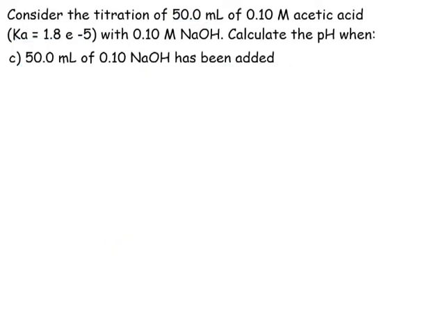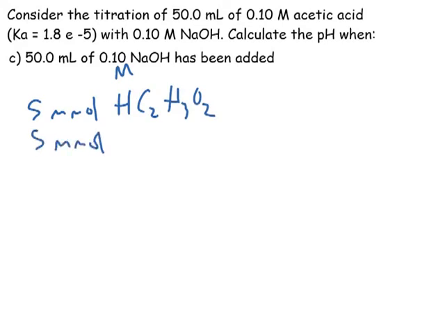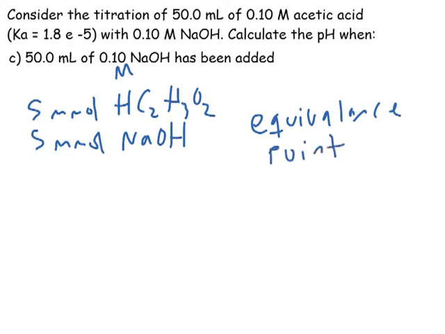Okay, now we have reached the hardest part of the problem. Now we want to find the pH after 50 milliliters of 0.1 molar, forgot to write the M there, sodium hydroxide has been added. Well, if you notice, there's going to be 5 millimoles of acetic acid, and there's going to be 5 millimoles of sodium hydroxide. And what does that mean? Well, that means we have reached the equivalence point. Enough base has been added to neutralize all of the acid.